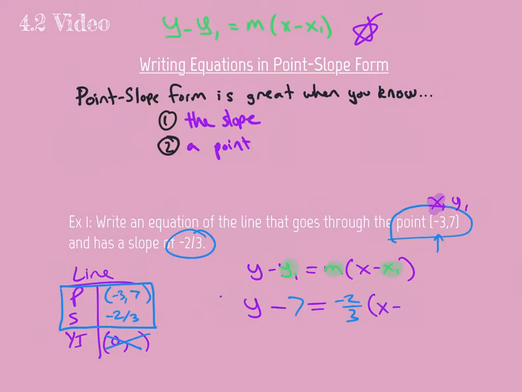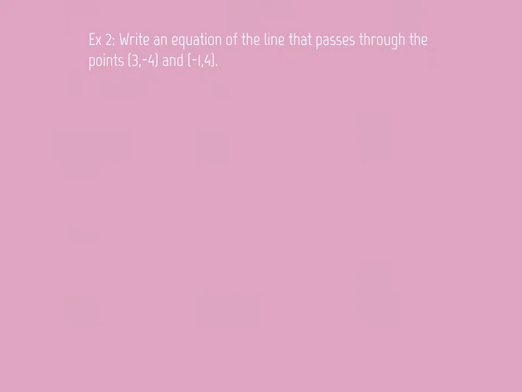And for x1, it's negative 3. But wait, minus negative 3 would be plus. So I'm going to change that to a plus right now. x plus 3. And there's my equation. I don't have to do anything else. It's in point slope form. That's the equation of this line. Awesome. Let's do another.